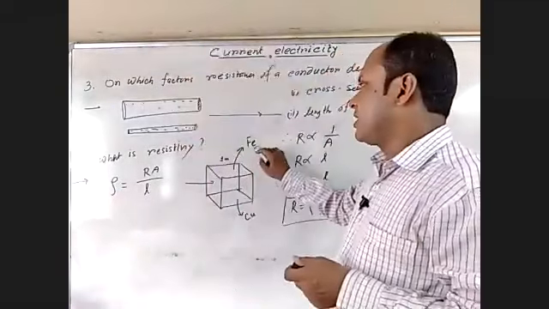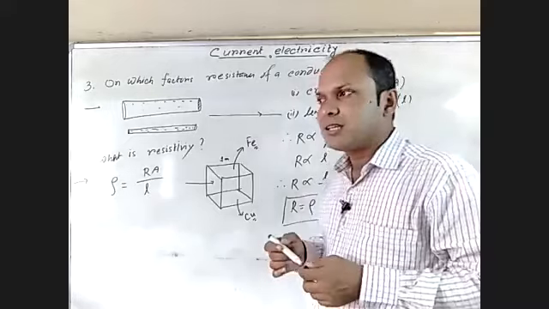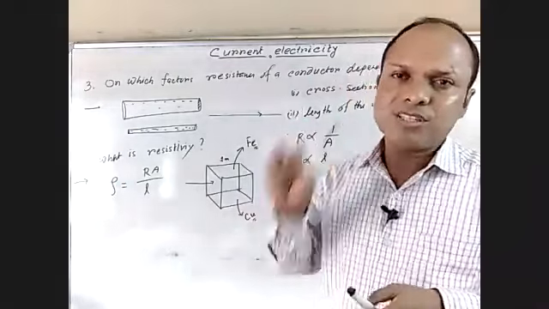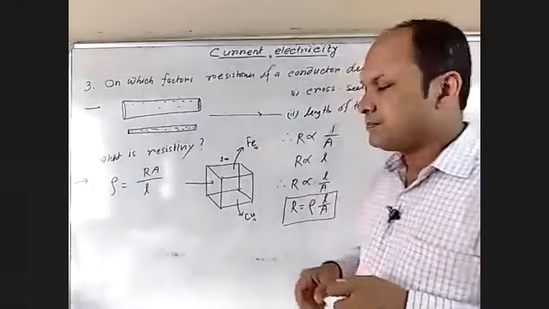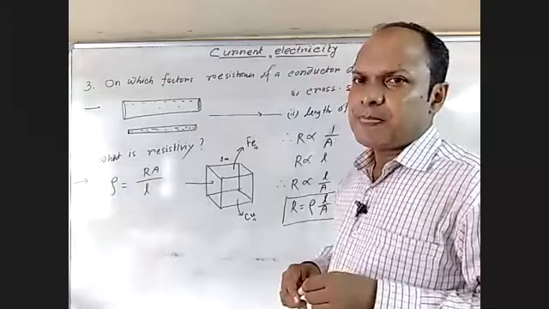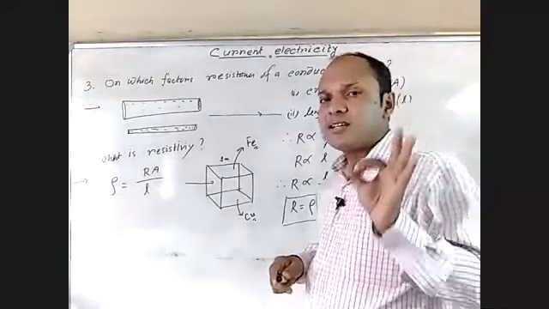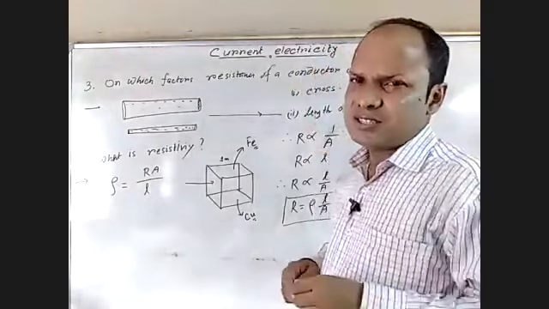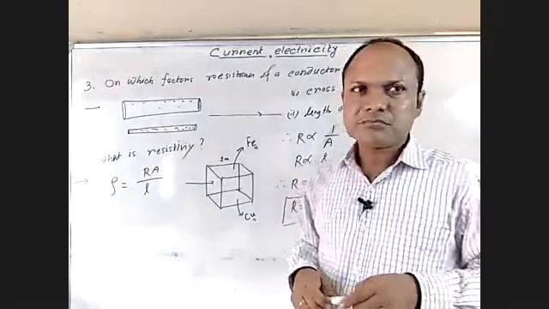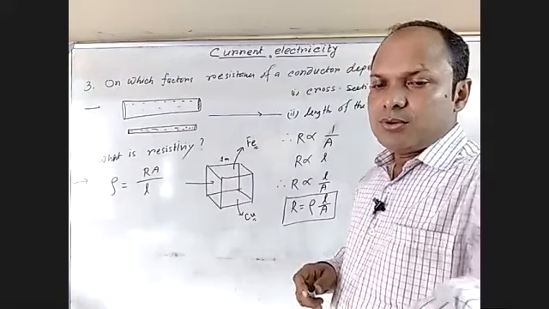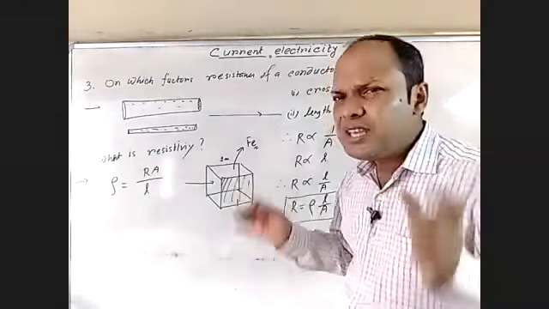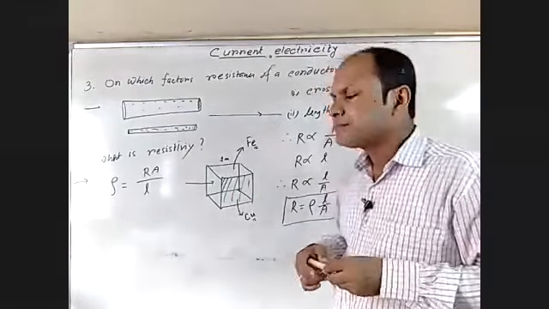Now, I am telling another thing: iron has a very good resistance. Iron can apply a very good resistance against the flow of current. But copper is such a metal which has a very poor value of resistance. Clear?